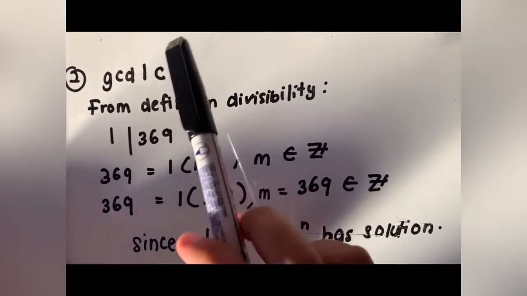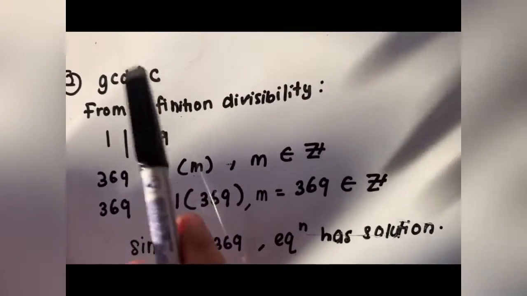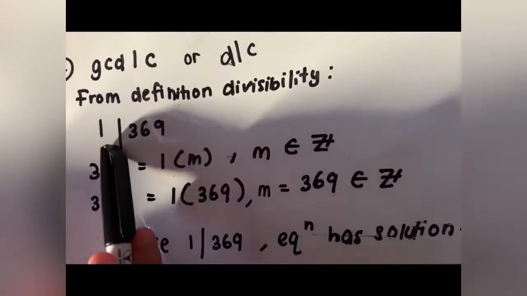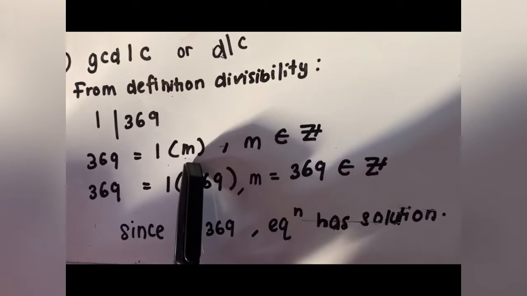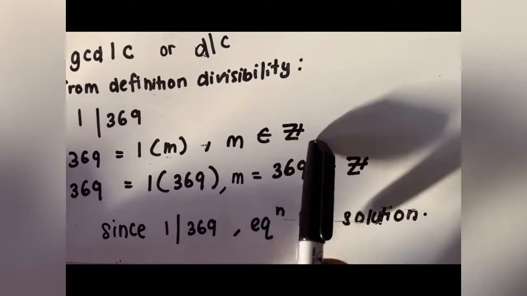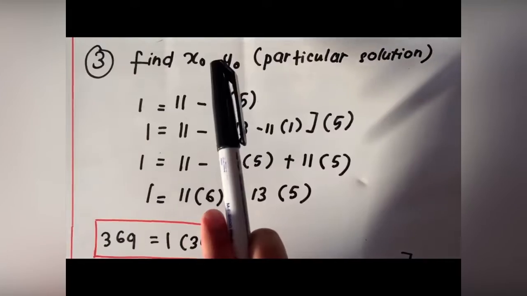The next step is you must know the value of the GCD divided by C, or D divided by C. From the definition of divisibility, 1 divided by 3, 6, 9. So you must define the value of M. M is always a positive integer. For step 3, you must define the X initial and Y initial.